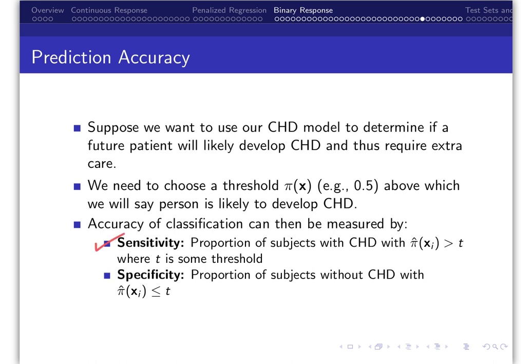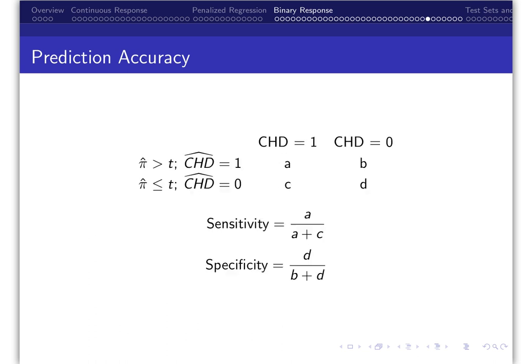Sensitivity is the proportion of subjects with CHD that have a predicted probability exceeding our threshold. Specificity is the proportion of subjects without CHD that have a predicted probability less than or equal to our threshold. This 2x2 table represents subjects whose true disease status is in columns, while rows represent predictions from the model.